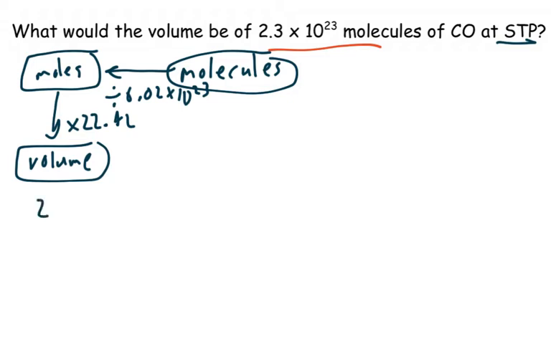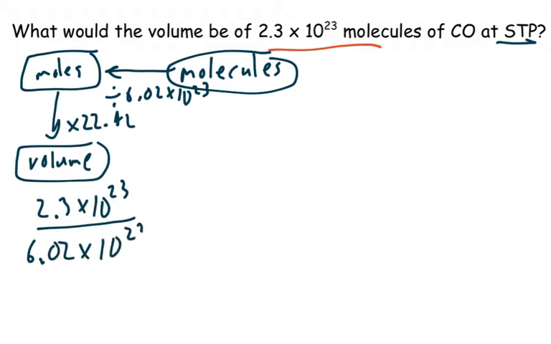We're starting in molecules, 2.3 times 10 to the 23rd, according to the flow chart. To go from molecules to moles, we divide by Avogadro's, which is 6.02 times 10 to the 23rd. So let's go ahead and do that. So 2.3 times 10 to the 23rd, divide that by 6.02 times 10 to the 23rd, and we are now at 0.38206. I rounded it. We only need two significant figures, so this will be now moles.